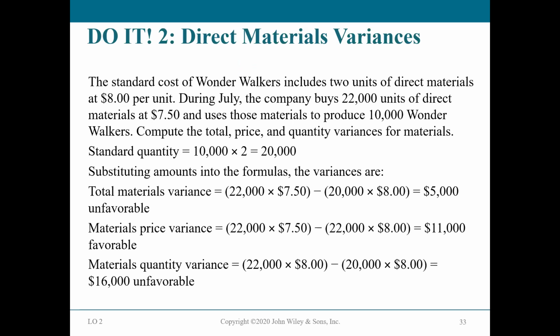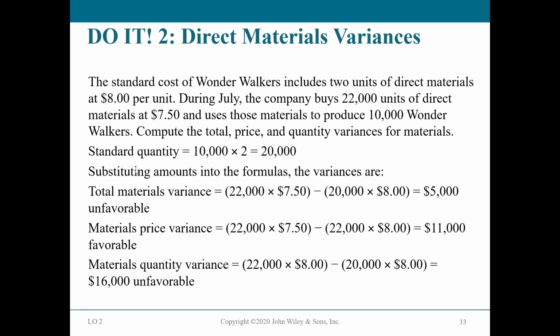So a little example then: standard cost of Wonder Walkers includes 2 units of direct materials, $8. During July, the company bought 22,000 units of direct materials at $7.50 and used those materials to produce 10,000 Wonder Walkers. Compute the total price and quantity variances for materials. First of all, we need to know the standard quantity. For 10,000 units that take 2 units of direct materials each, our standard quantity should have been 20,000.